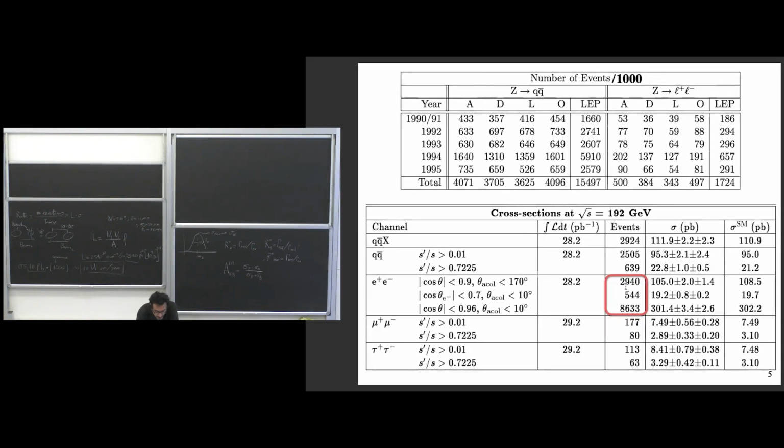But for example, look, this one should be comparable in fact with this, okay? So this is the total cross section for mu+ mu-, which brings 177 events in this particular run of LEP at this particular energy, while the one that corresponds to e+ e- is around 3,000. Well, sorry, it's around 8,000.